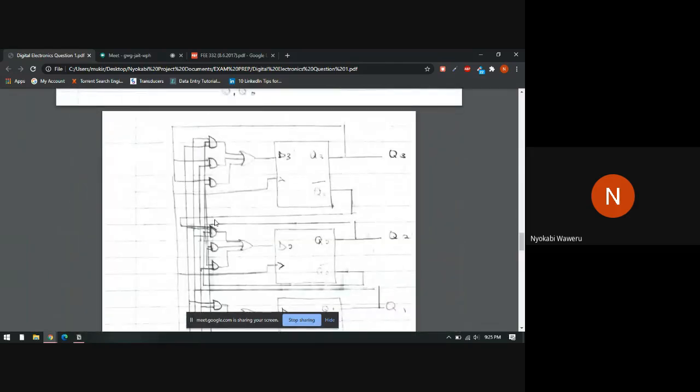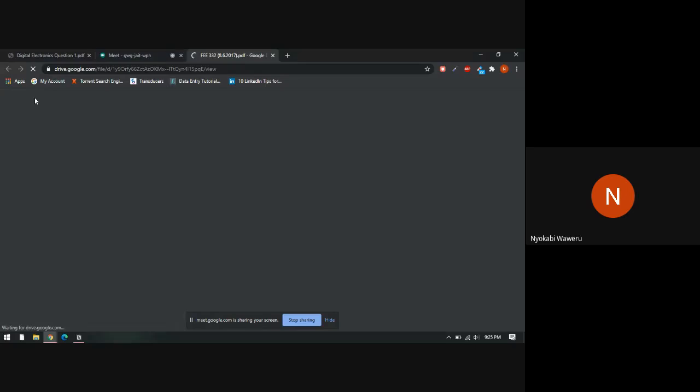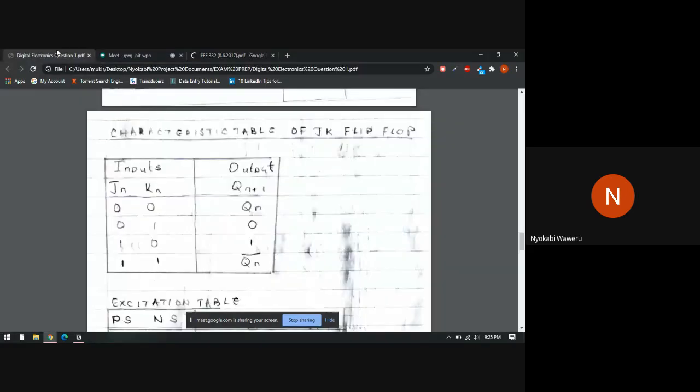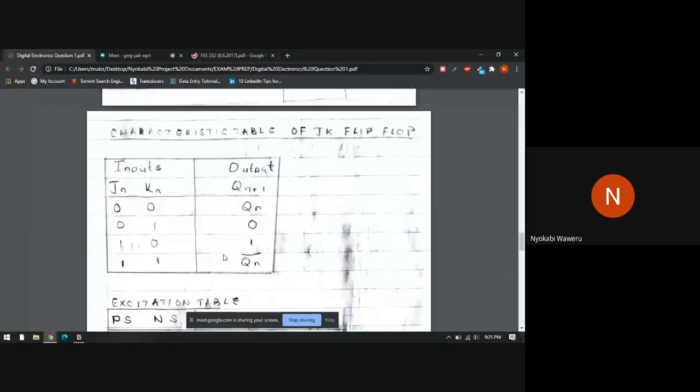So the question, if I'm not wrong, was what are synchronous counters, and then we were supposed to design a mode 5 synchronous counter with JK flip-flops, if I'm not wrong. I'm waiting for the question paper to load, but that was the question.